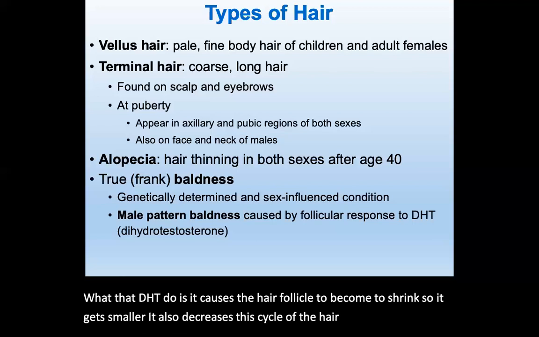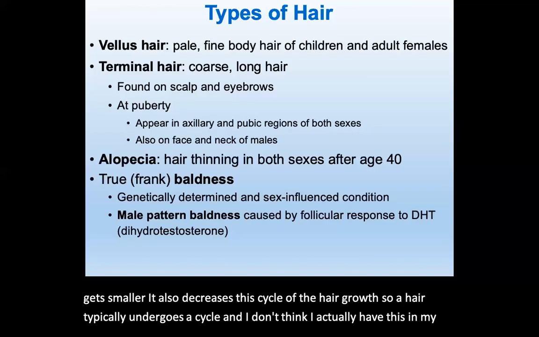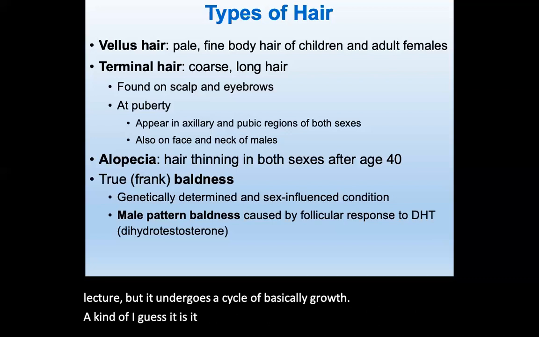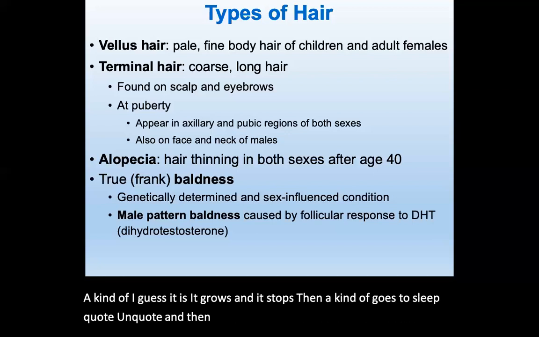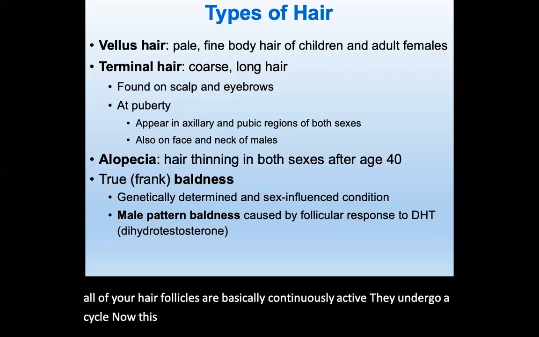So a hair typically undergoes a cycle, and I don't think I actually have this in my lecture, but it undergoes a cycle of basically growth. It grows and it stops, then it goes to a sleep, quote unquote, and then recycles, and the cycle starts over again. So not all of your hair follicles are continuously active, they undergo a cycle. Now, this cycle of growth is typically much longer than the cycle where the hair is not growing.